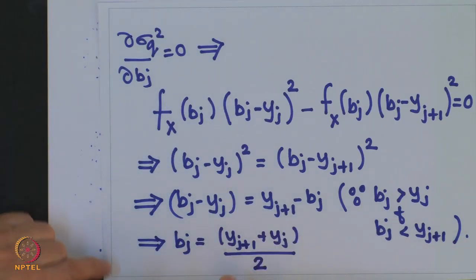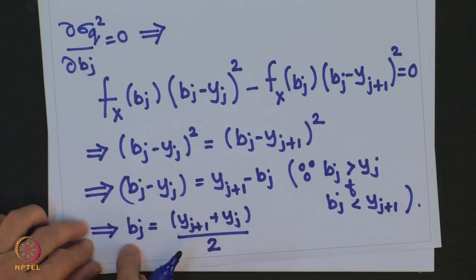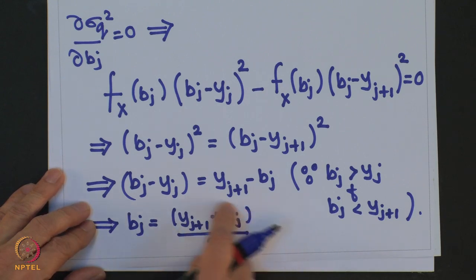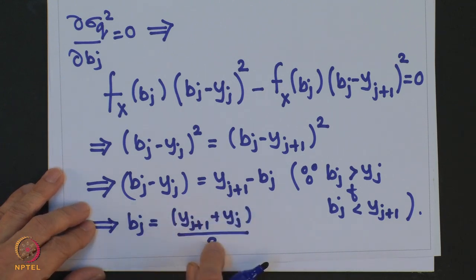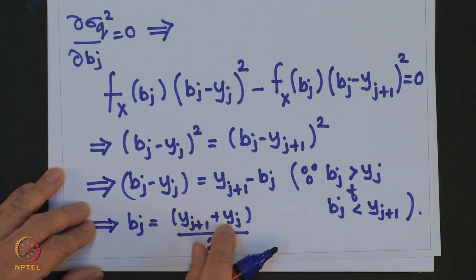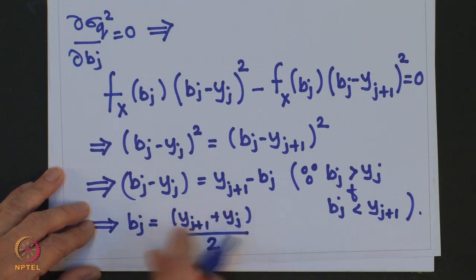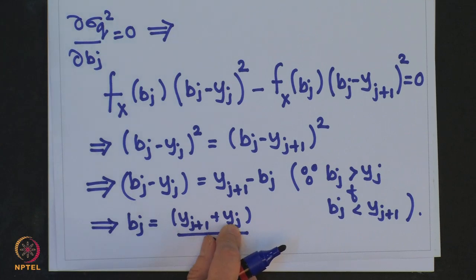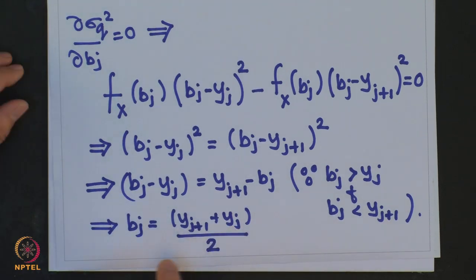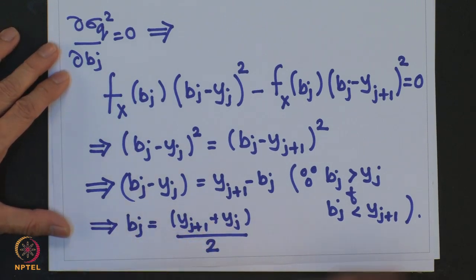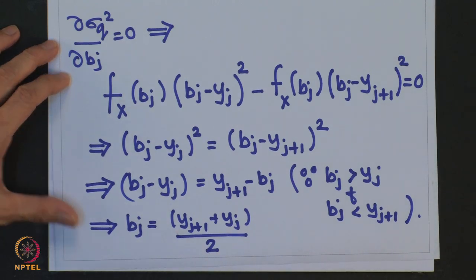Here we see basically that your boundary points Bj is the midpoints between the two reconstruction levels. Recall for the uniform quantizer, it was the other way around. Reconstruction levels were midpoints of the decision levels or decision boundaries. Okay? So, now we have to solve for these Yj's and Bj's using this equation.